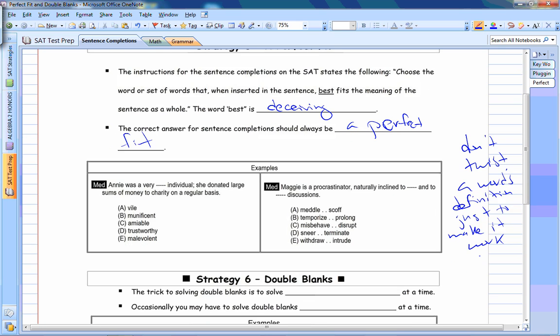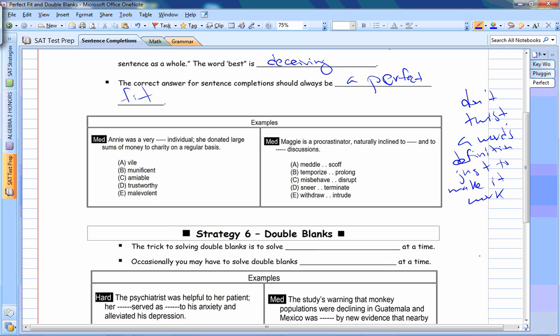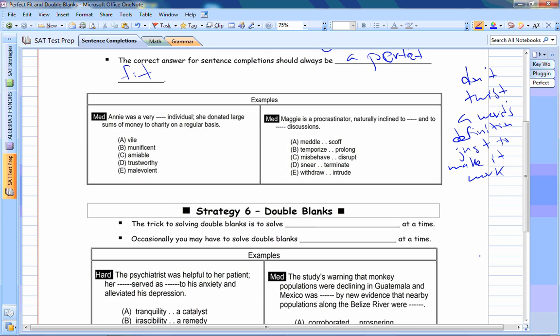Let's look at these two here. Annie was a very blank individual. She donated large sums of money to charity on a regular basis. So you see the semicolon. We need a semicolon for grammatical reasons, so we don't have a run-on. But there's going to be 100% agreement here. So she donated large sums of money on a regular basis, so she's probably a very generous individual. So A and E, hopefully you know those are out, because those have negative connotations, vile and malevolent. We know we want one with a positive connotation.